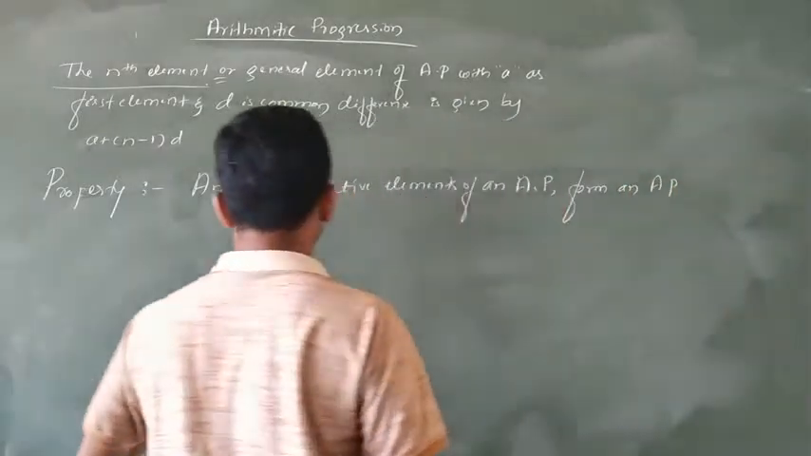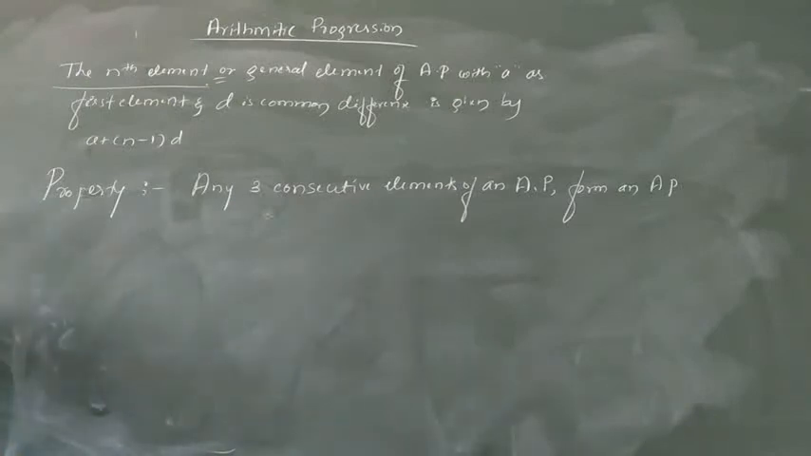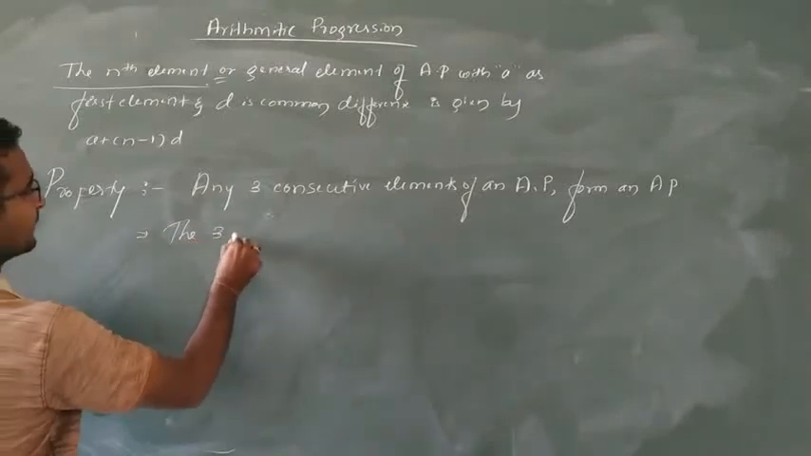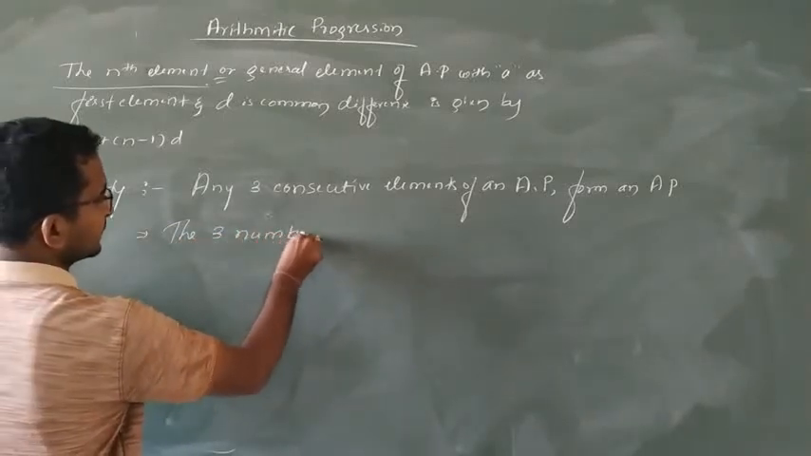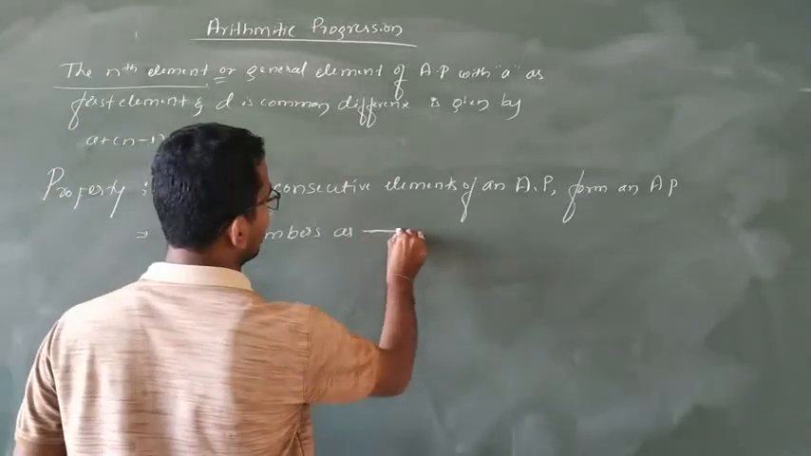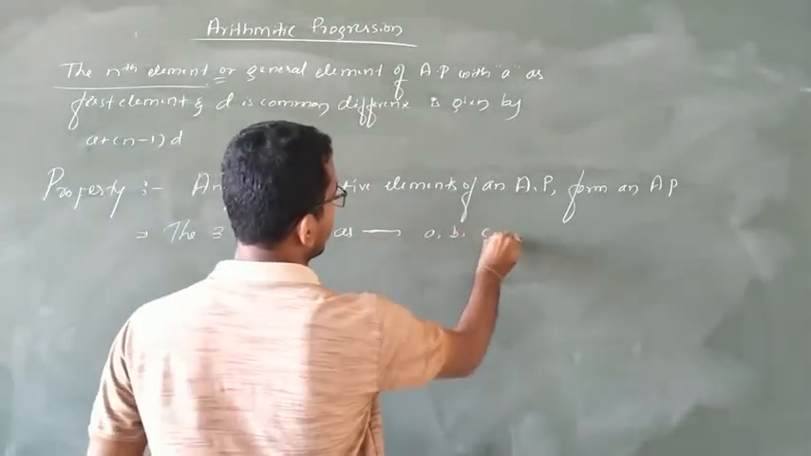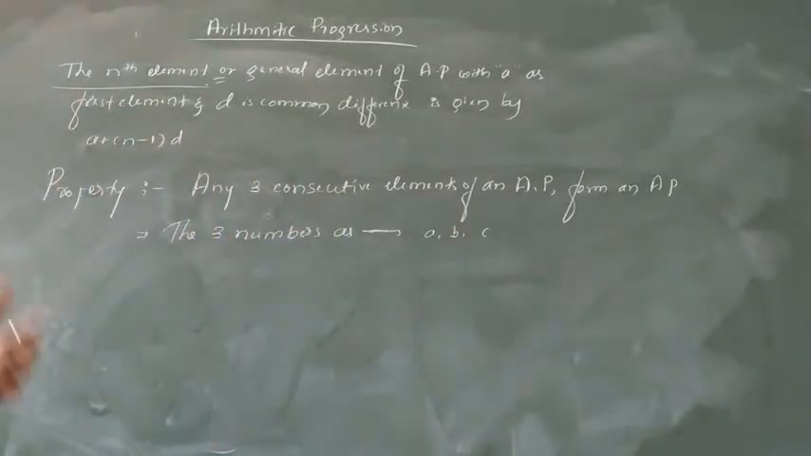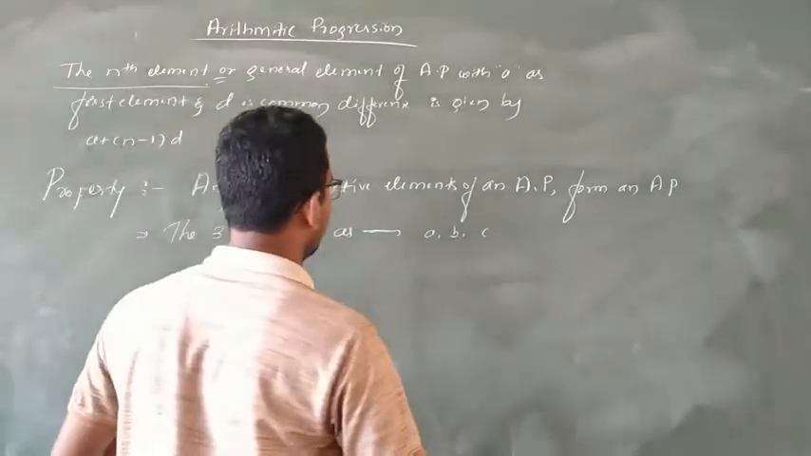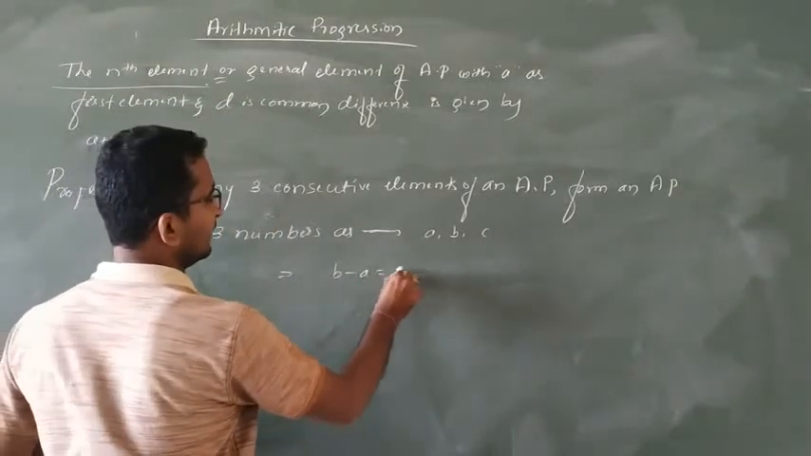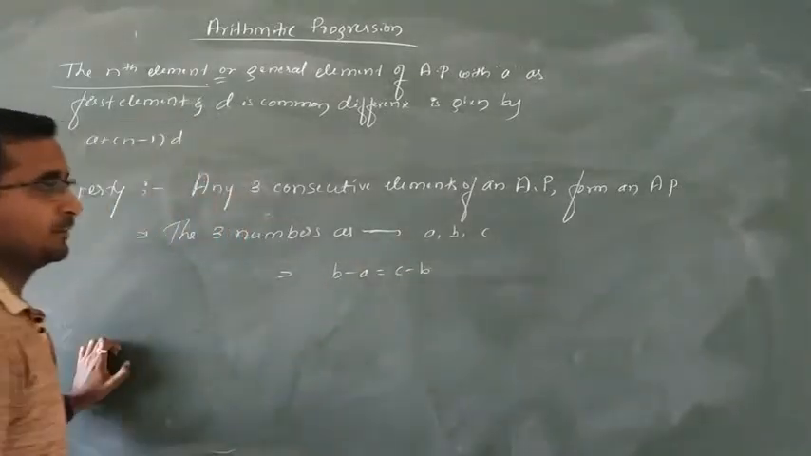So this property is very important. Any three consecutive elements of an AP form an AP. Now I consider the three numbers as A, B, C. So these three I will take as the three consecutive elements. Then how they are going to form an AP is the condition B minus A is equal to C minus B.